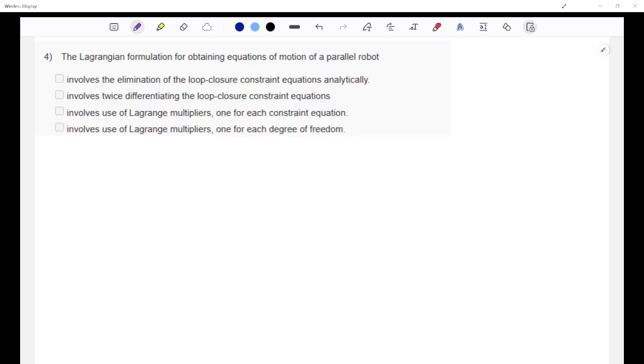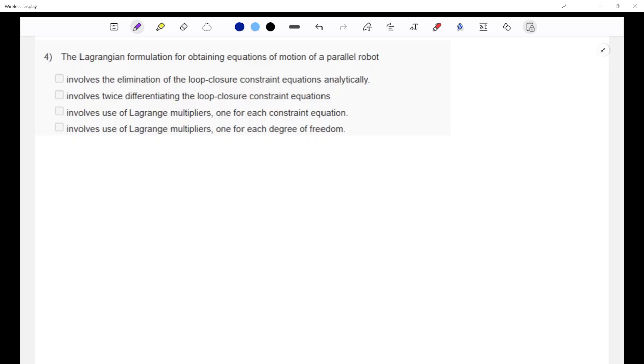Okay, let's go one by one. So it's about Lagrangian formulation for parallel robot, right? Parallel robots contain closed kinematics loops. If you have seen the lecture, you might remember the 4-bar linkage mechanism. They have closed kinematics loops. We also talked about the Stewart platform the other day, right?